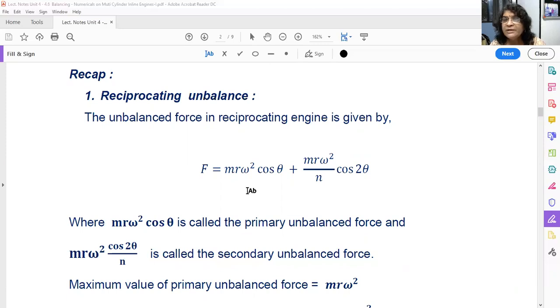Now, we are always interested in maximum value of the force. So here also, we always will consider maximum value of primary force. What is it? mr omega square. That means when cos theta is equal to 1. So primary force is mr omega square. Maximum secondary force is mr omega square upon n.